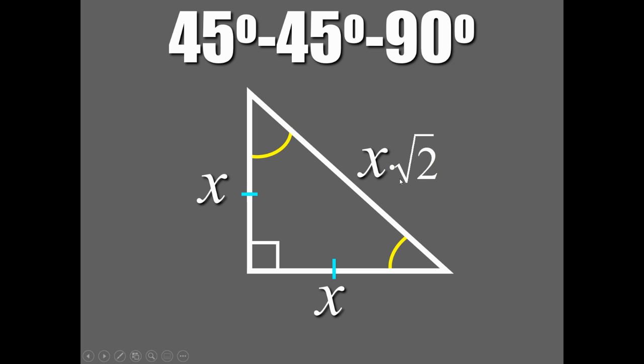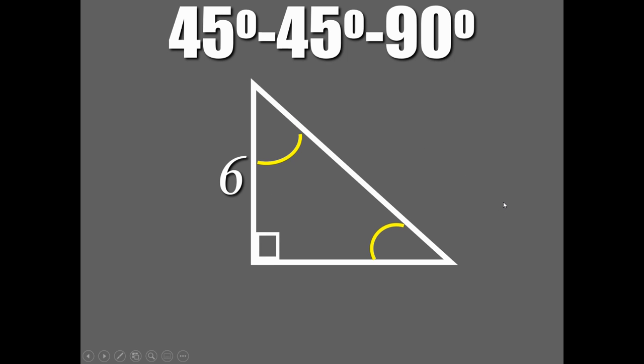In general, we basically look at it as two sides are called x, and the hypotenuse would be x times the square root of 2. So all 45-45-90s will follow this pattern. We're going to practice here. So if you're told that one side is 6, we automatically know the other side has to be 6. And then the hypotenuse is going to be 6 times the square root of 2.